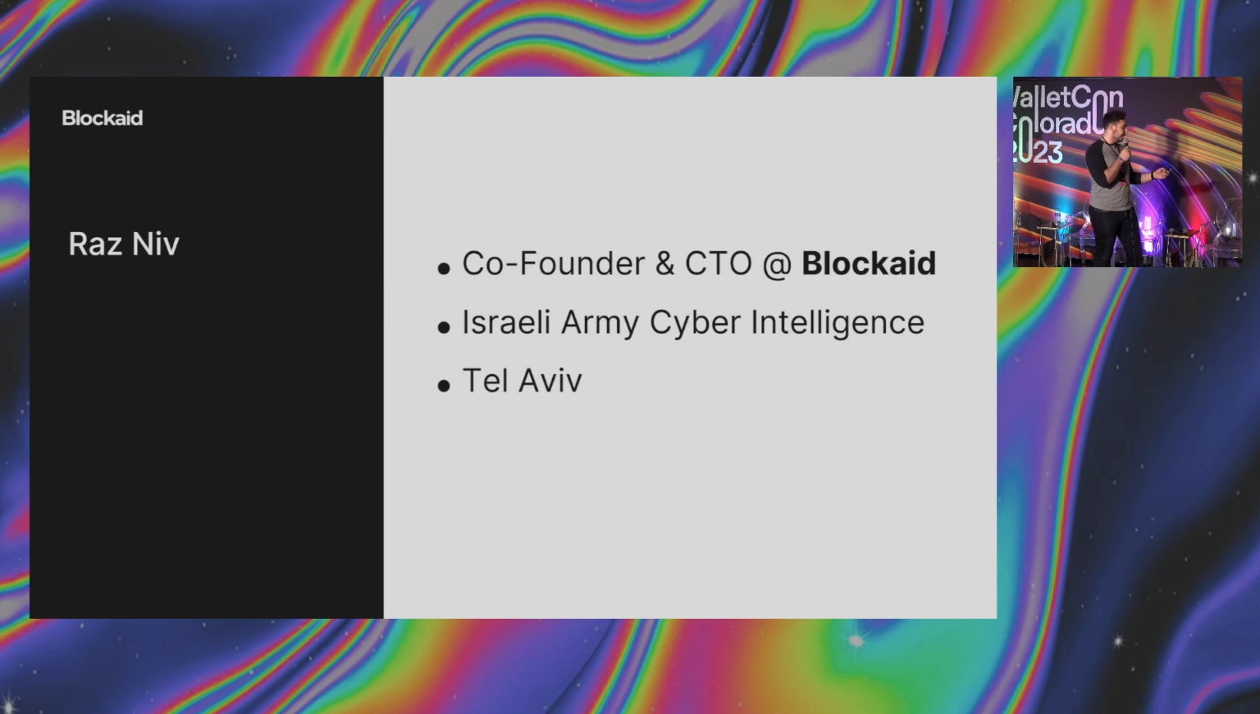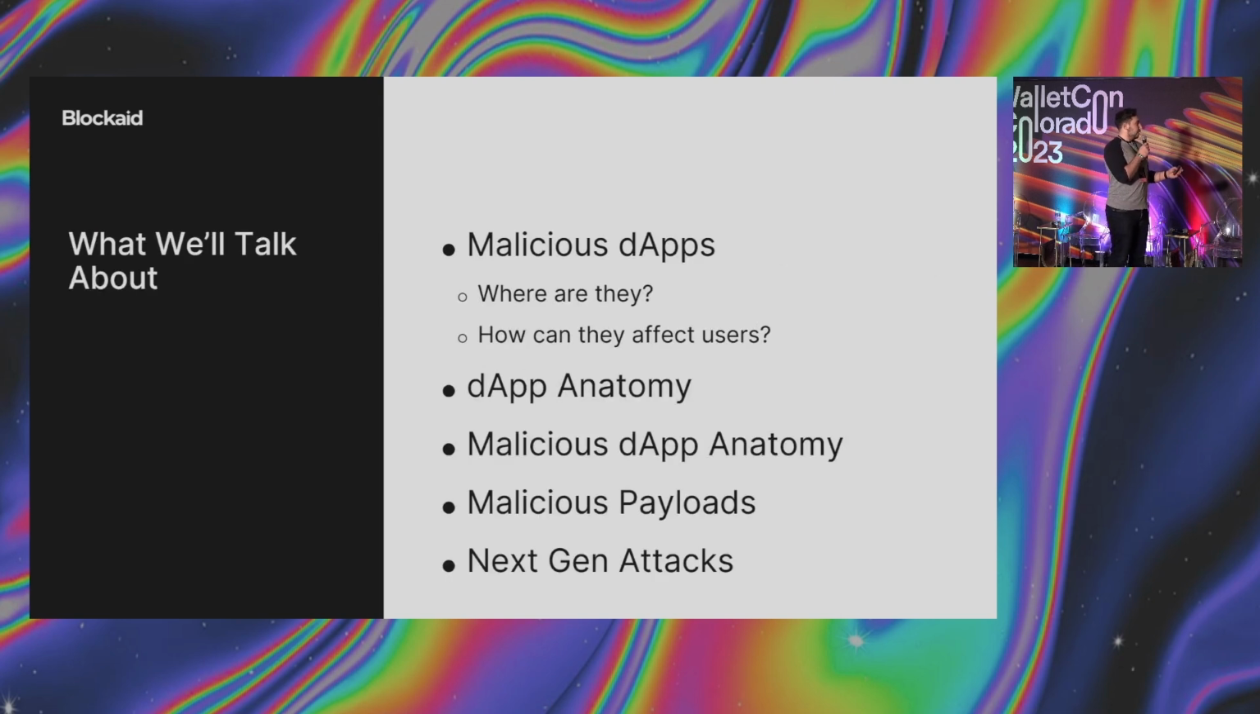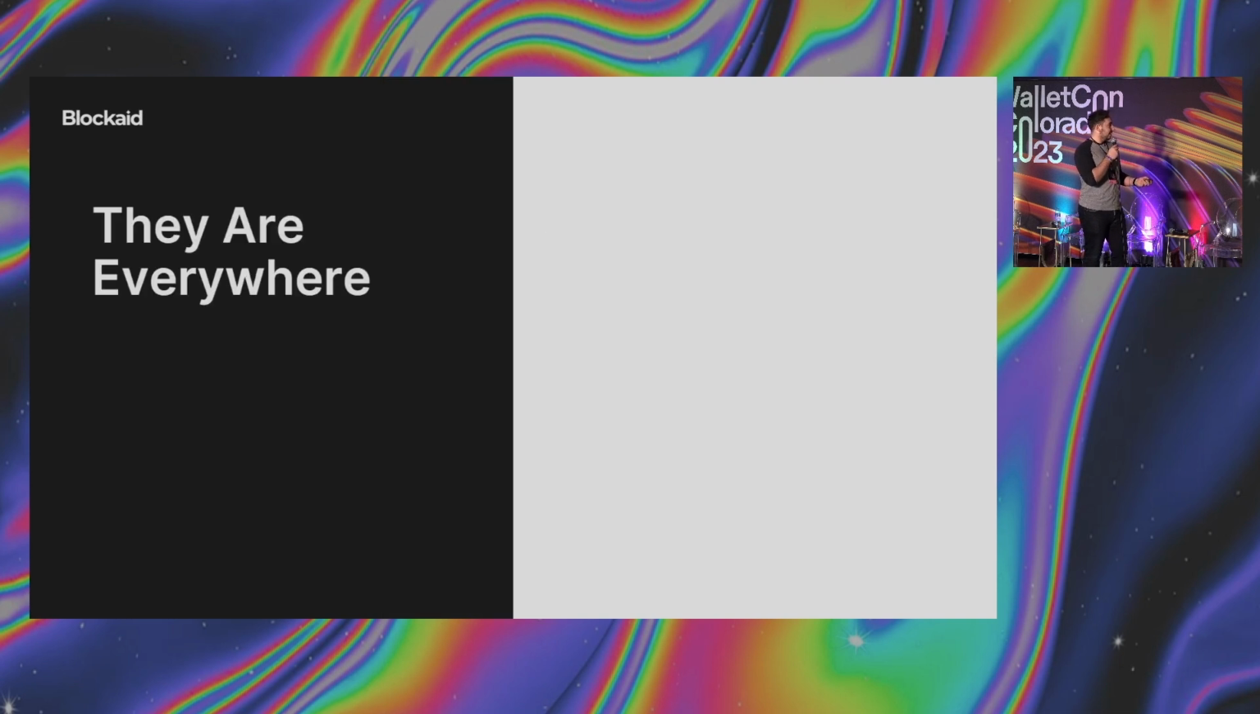And yeah, let's start. What we're going to talk about today, first of all, is malicious dapps. Where are they? How do they find your users? How do they get to their eyeballs? How do they get their attention? Then we're going to take one step backward and understand dApp anatomy and architecture, then apply this to a malicious dApp, looking at some malicious payloads and talking about some next generation attacks. So, malicious dapps, how do they get to your users?